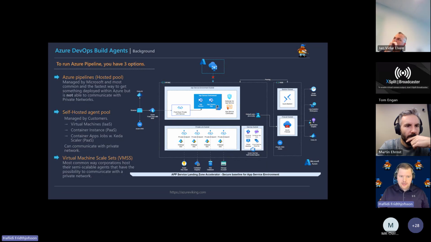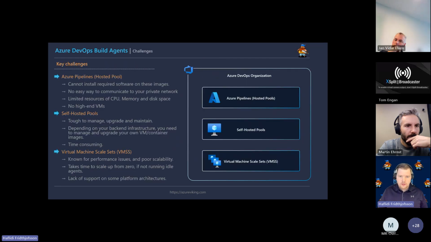But there are some challenges with those options. When you're using Azure pipelines or the hosted pool, you cannot pre-install all the required software on those images. However, you can install it before you run your tasks. If you run some installations in the pipeline, you need to specify all the software that you want to install before you run your task. You don't have a lot of pre-installed software. Some of them come with pre-installed software, and you can check what kind of software is installed on those images in the documentation.